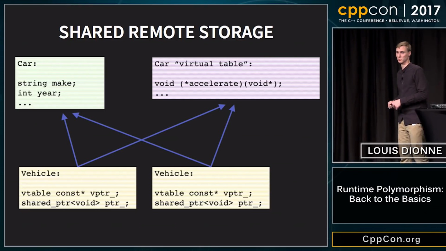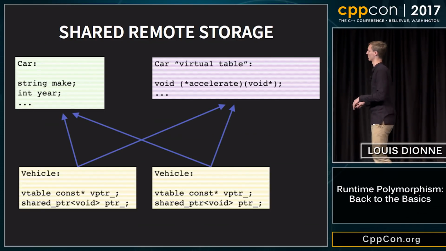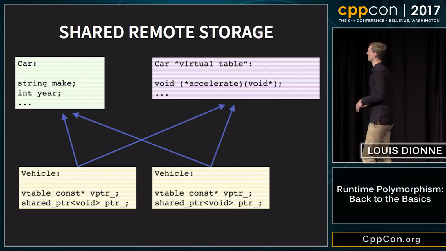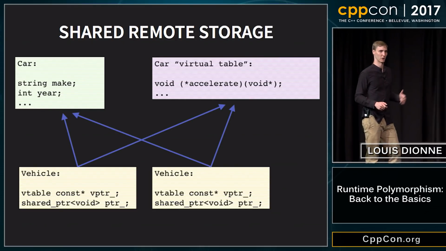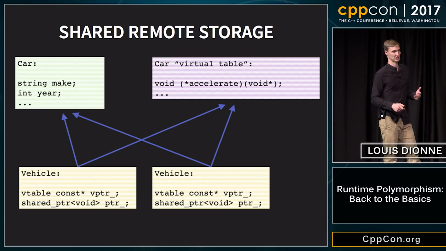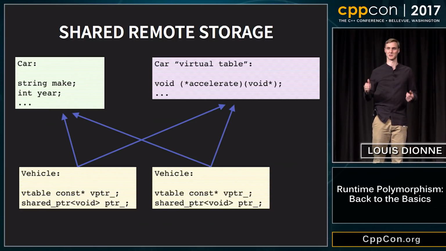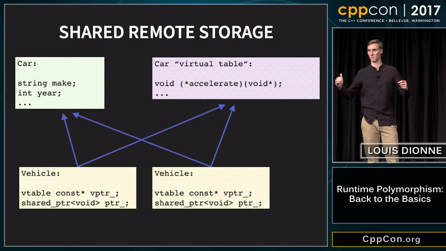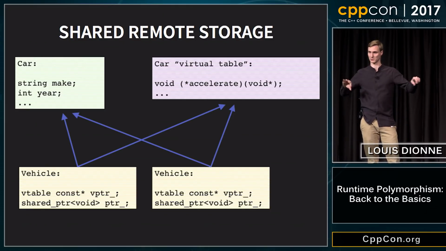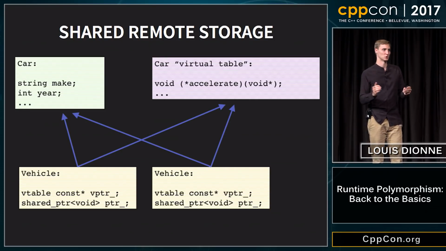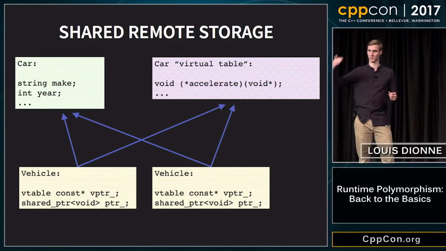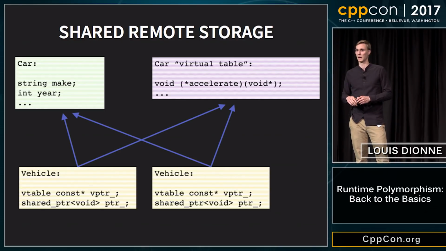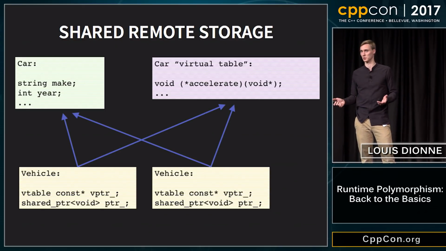So another thing you can do, and now we're actually back in the value semantics world, is have shared remote storage. And this is something that Sean Parent talks about in his talks. Basically the idea behind that is you use a shared pointer, okay, so that all the vehicles share the same underlying representation, okay? And so when you make a copy, you're only creating a new shared pointer to the original one. And so that allows you to do optimal sharing.